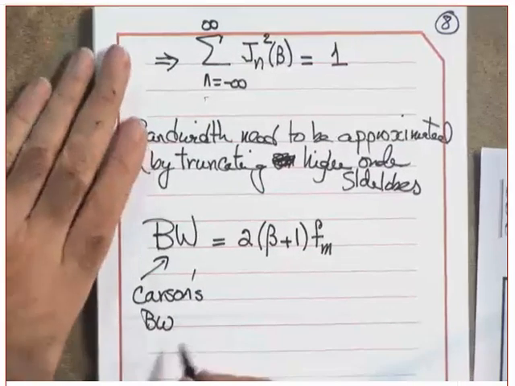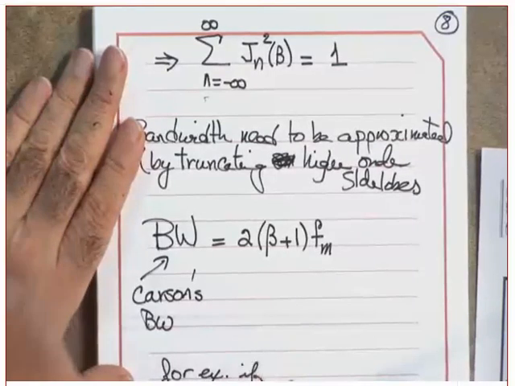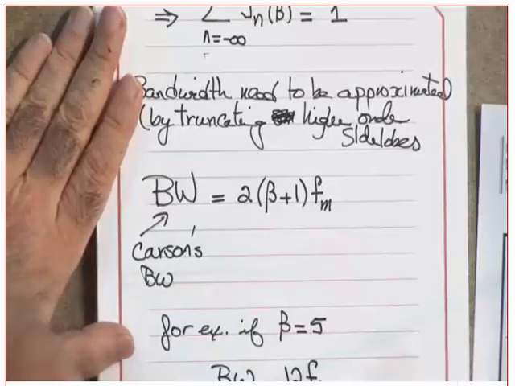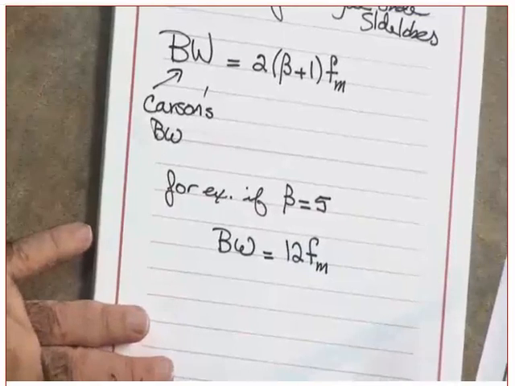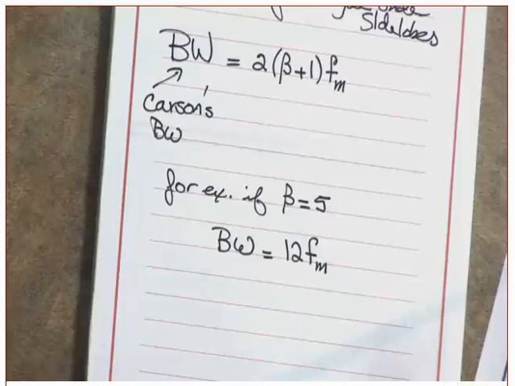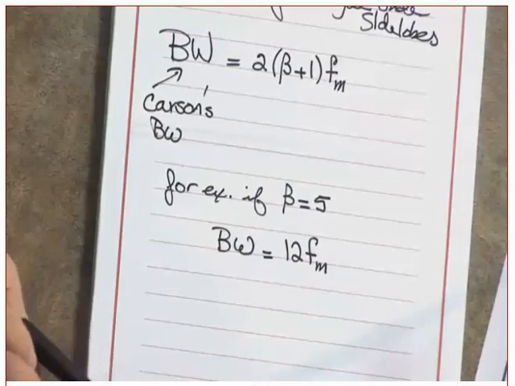So for example, if beta is equal to 5, then the bandwidth is 12 F sub M. Did you get this or not? Yes or no? Which means how many side lobes are you taking? You are taking 6 side lobes from one side and 6 side lobes from the other side. Did you get this or not?